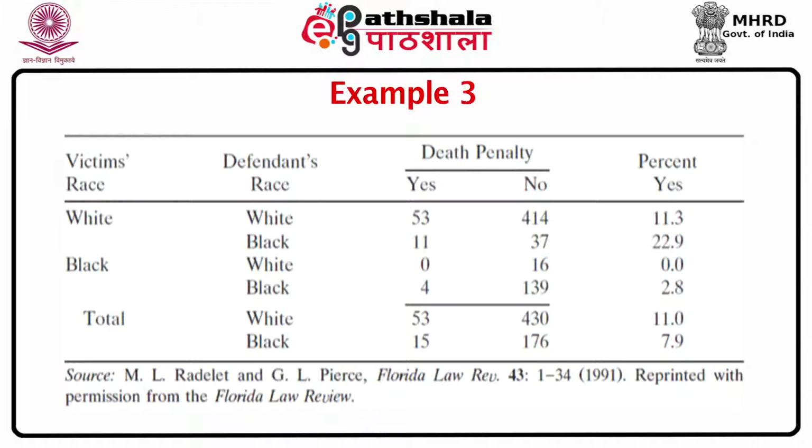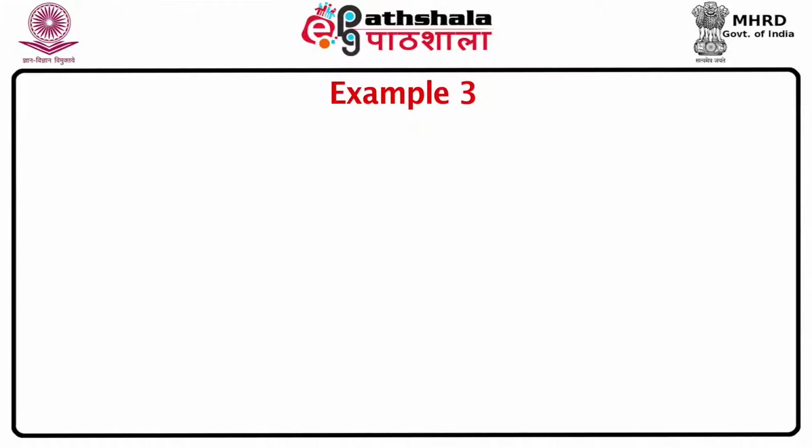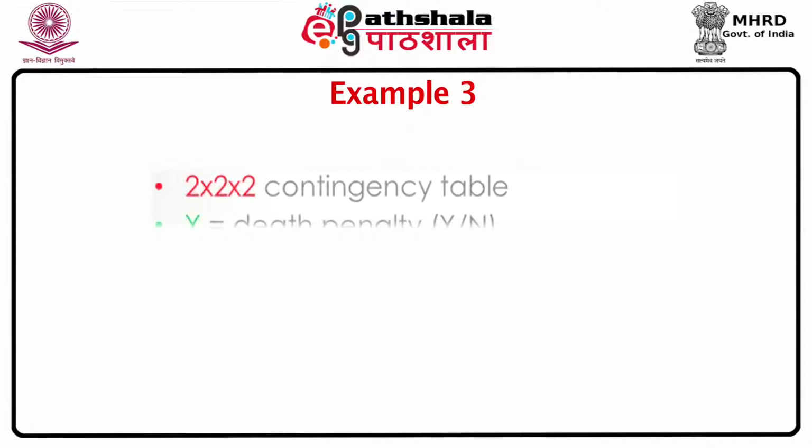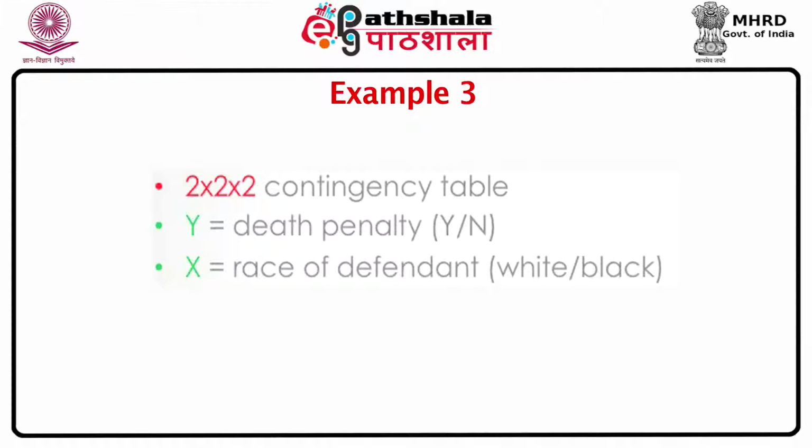This data set is well studied in the source which has been quoted here and also in the book on regression. So again, to repeat, this is data from a 2 by 2 by 2 contingency table where we are looking at three variables. Y, which is the death penalty, and we measure this as yes/no. X, which is the race of the defendant, which we measure as white or black. And Z, which is the race of the victim, which is also white or black. So we have a 2 by 2 by 2 table made up of three binary variables.